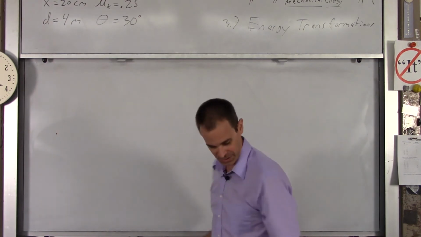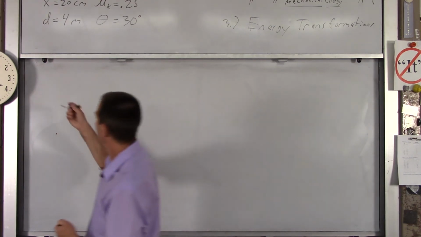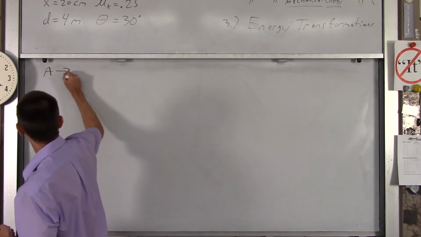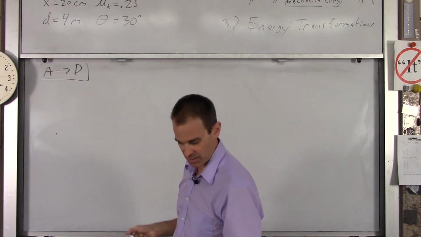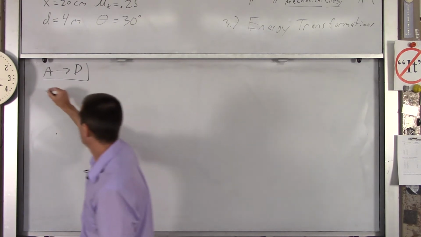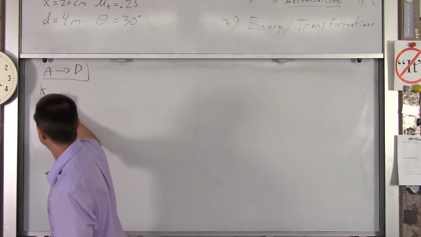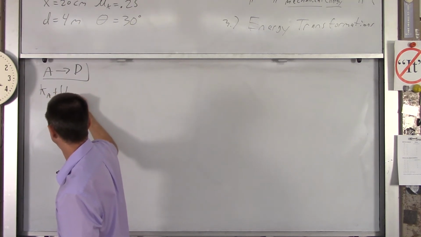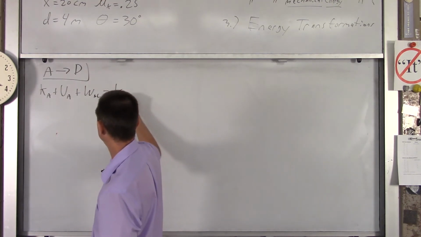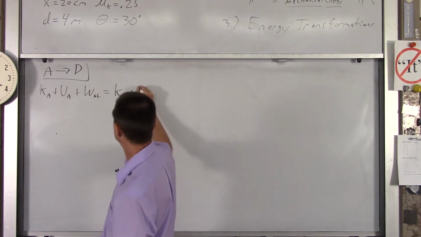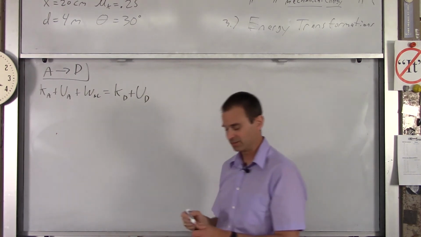All right, are you ready? All right, so we're going to go from A to D now, the whole entire motion of the backpack, okay? And we're going to use conservation of energy. So kinetic energy at point A plus potential energy at point A plus any work done by non-conservative forces equals the kinetic energy at D plus the potential energy at D.